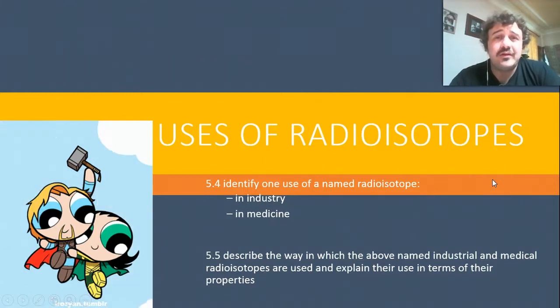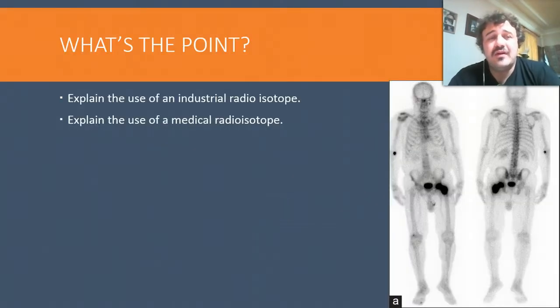Alright guys, so today we're going to look at uses of certain radioisotopes, in particular cobalt and technetium. So we're looking at cobalt in industry and technetium in medicine. Okay, so what is the point? The point today is we want to be able to explain the use of one industrial radioisotope and one medical radioisotope. And over here we see technetium in action as it is.